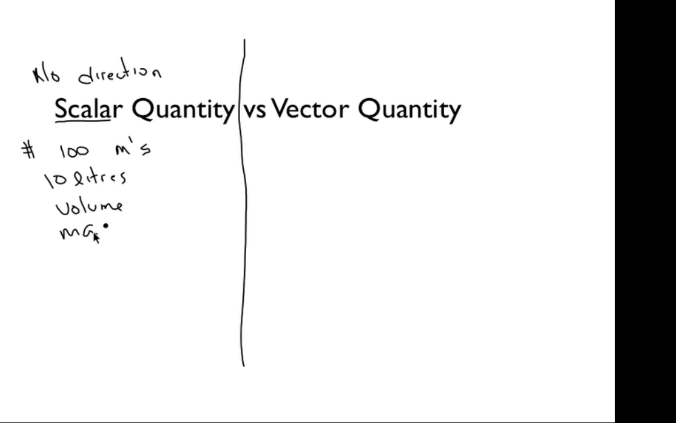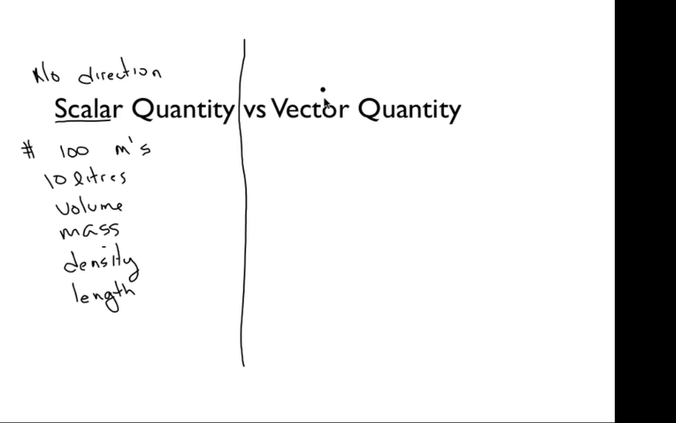Mass does not have direction. Other quantities that would have density does not have direction. Length. So all those do not have direction. So those are all scalar quantities.